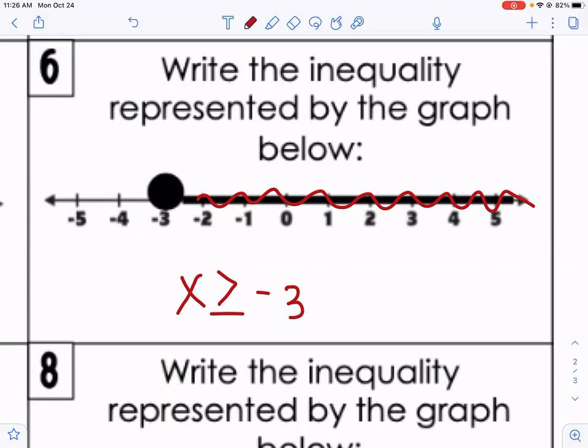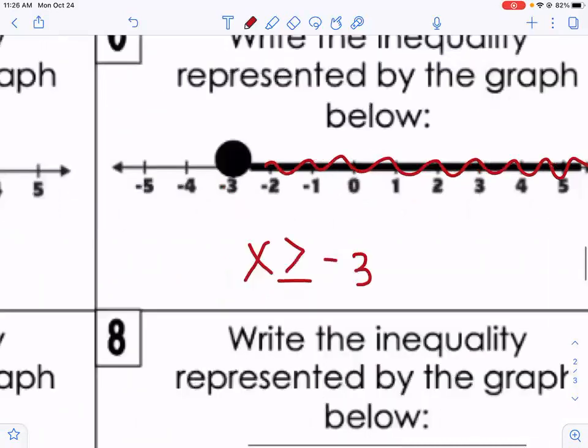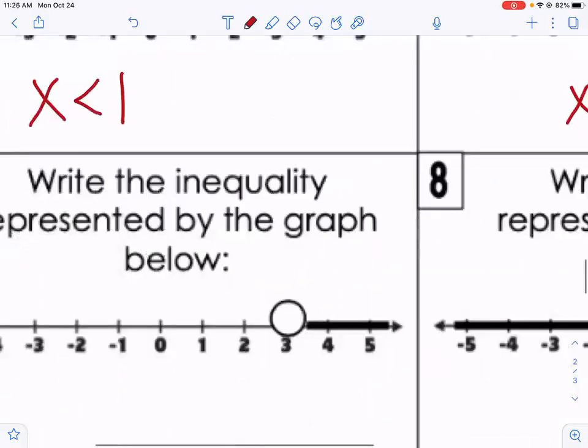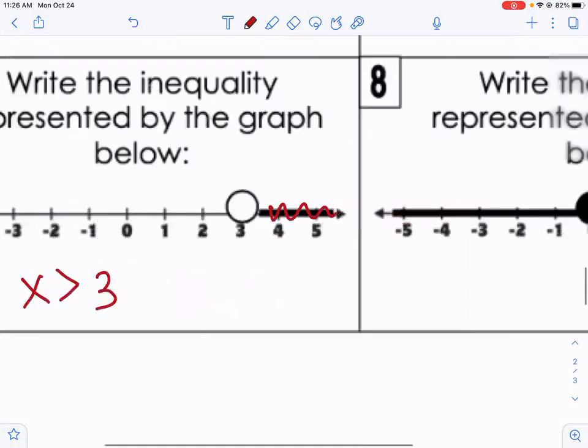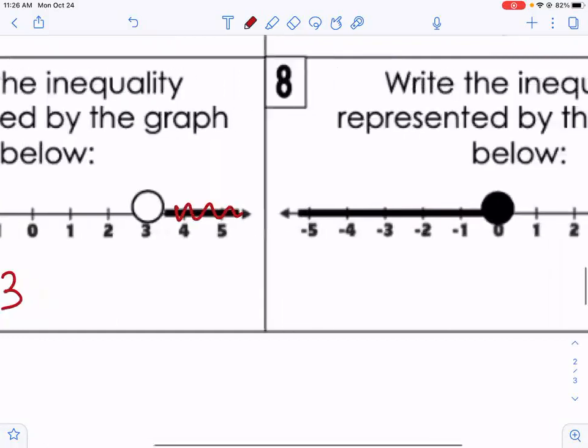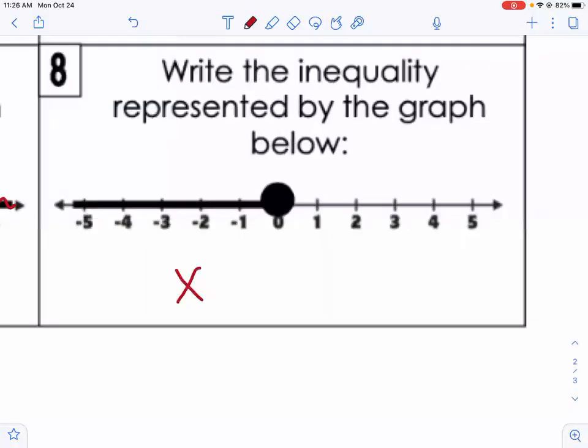Okay. Finley, help me with number 7. X is greater than 3. Are these numbers bigger than 3? Yes, so X is greater than 3 makes sense. Okay. Bella, you're gonna help me with number 8. Okay, we have X. What's the number we need to write down? 0. And are we gonna say bigger or are we gonna say less? Less. Okay, and is there a line or no line? Yes, line. So X is less than or equal to 0.